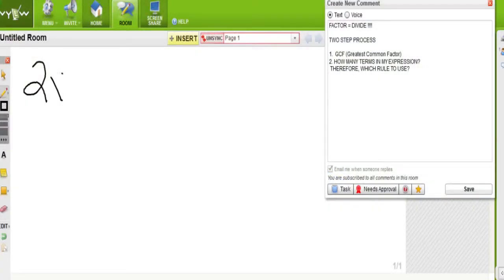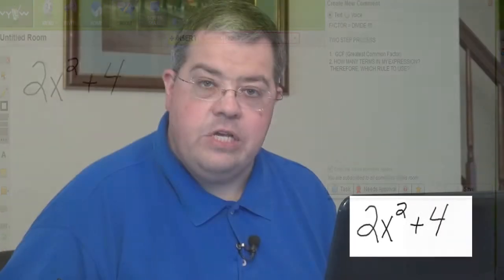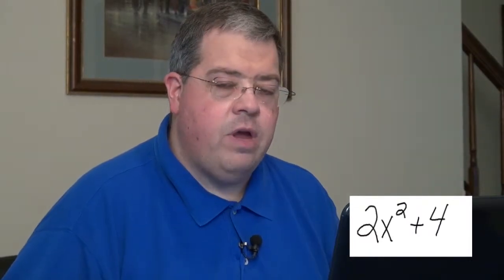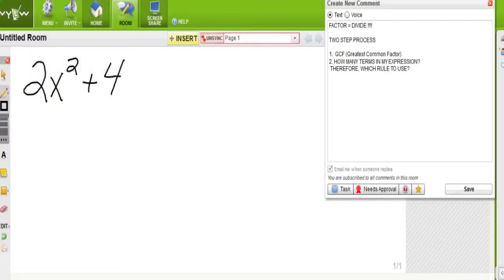Let's take 2x squared plus 4. When I look at these two, what's common amongst these two terms? Well, it's the numbers. There are two numbers there. And the common number that can be divided out of the two of these will be the number 2. 2 can be divided out of both.